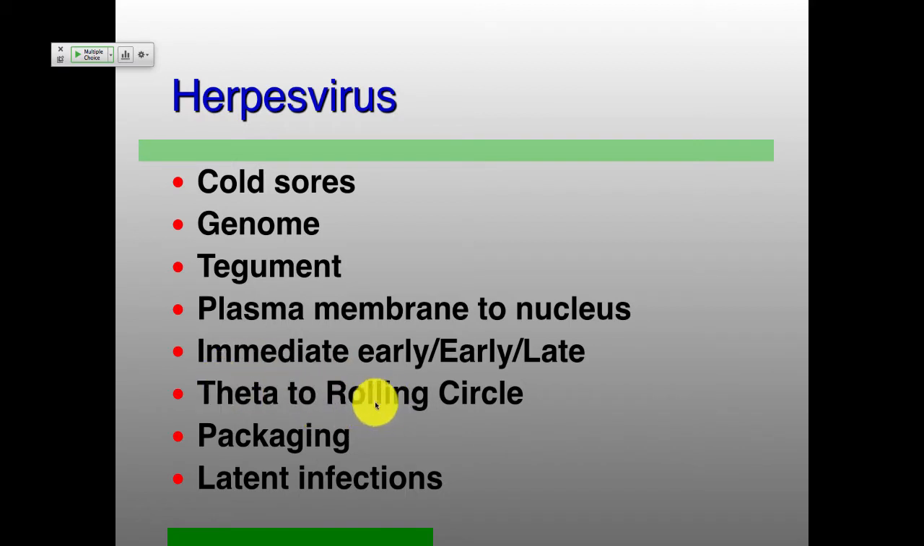The change to rolling circle is rather similar to one of our favorite bacteriophages that we've talked about in terms of making copies of the genome. And then the other take-home message with these herpes viruses, there's lots and lots of similarities to bacteriophages. Packaging is, of course, one of those. We talked really briefly about latent infections.